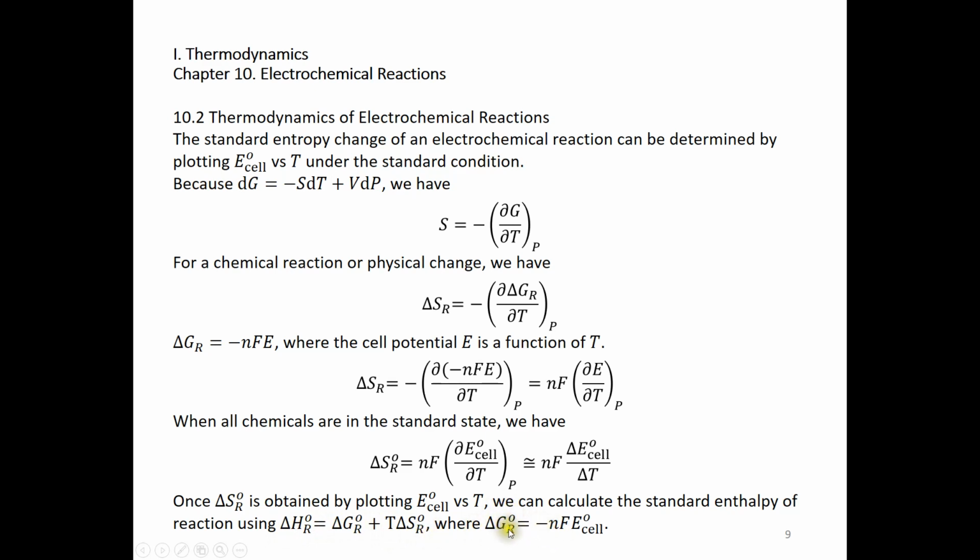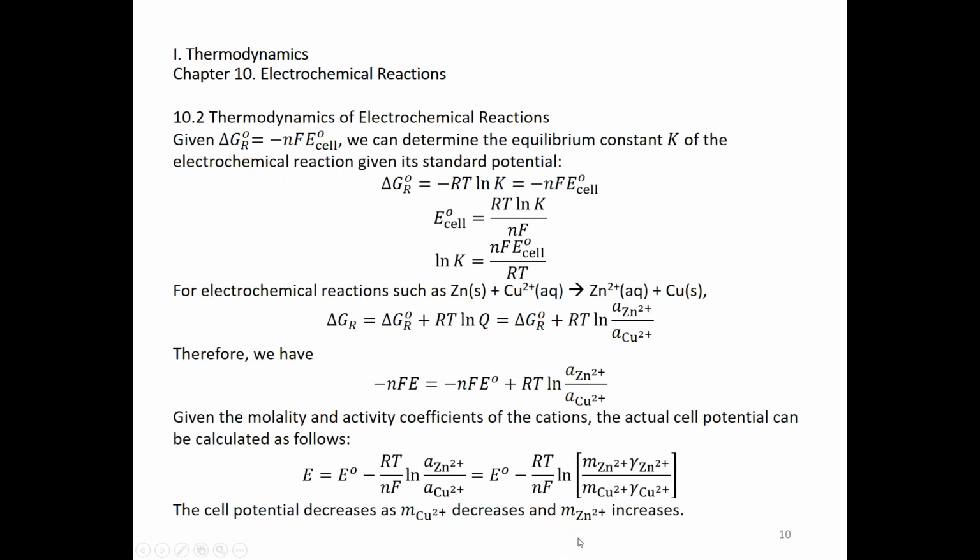The standard Gibbs energy of reaction is negative NF times the standard cell potential. N is the number of transferred electrons. F is the Faraday constant. Given this equation, the standard Gibbs energy of the reaction is negative NF standard cell potential.